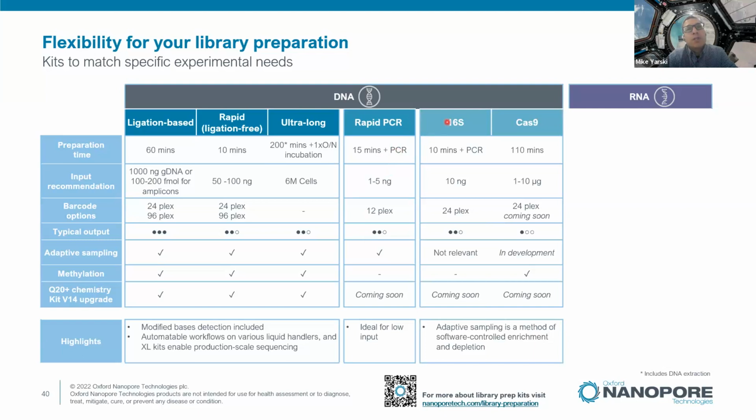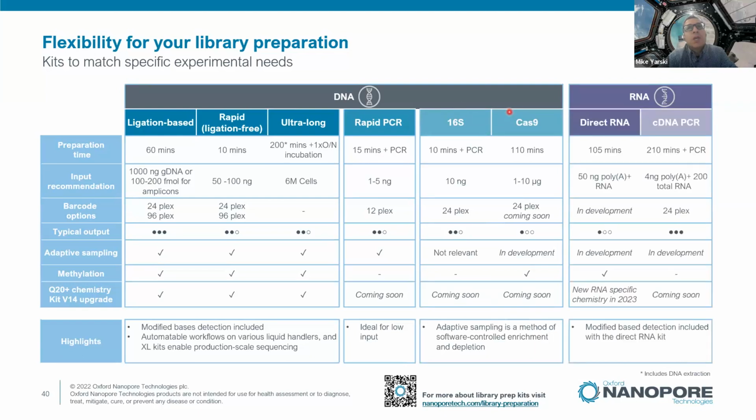We do have targeted sequencing where you do full length 16S, or you can do Cas9, CRISPR-Cas9, where you can cut out just a region of interest. And with RNA, we can do direct RNA, which actually reads from the 3' to 5', and it reads the RNA molecule directly. Or you can do the cDNA, and this is done by a PCR kit. We also have a method to do direct cDNA using the ligation kit.